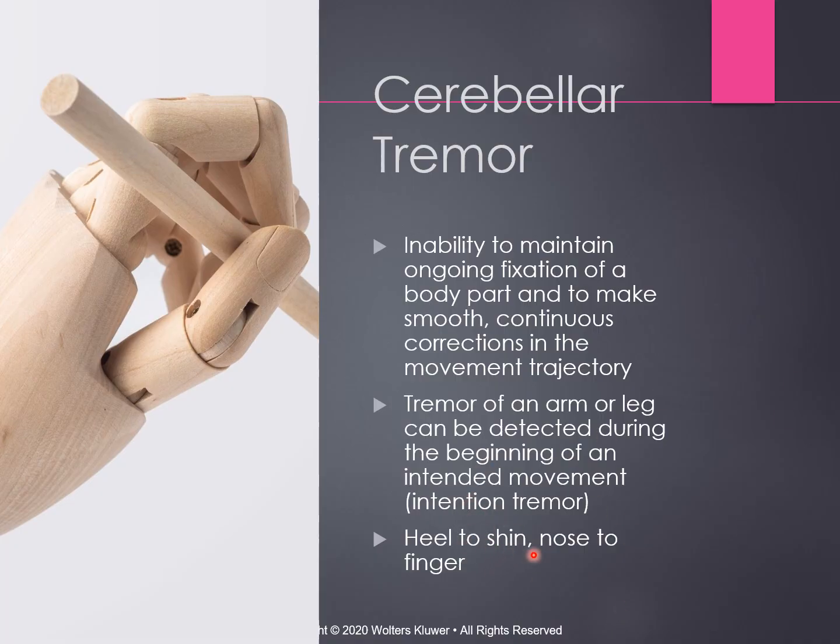When someone tries to perform movements or assessments like the heel to shin test or the nose to finger, we can often see that intention tremors start during those movements. Other things to understand that require a lot of cerebellar functioning are things like motor skills of chewing and swallowing. So people with cerebellar dysfunction also exhibit clinical manifestations of dysphagia and what we call dysarthria, which is uncoordinated speech.